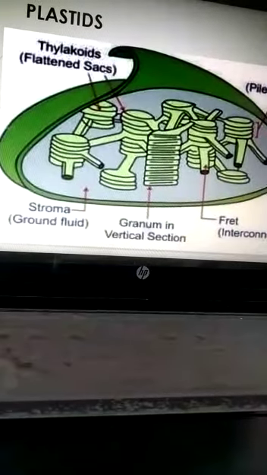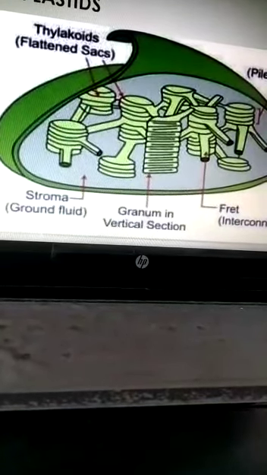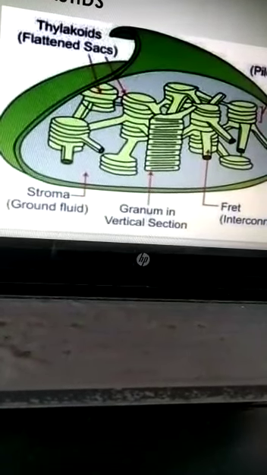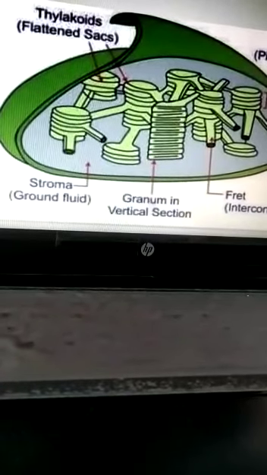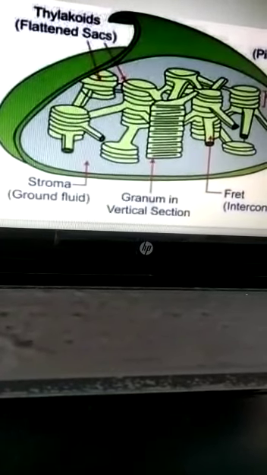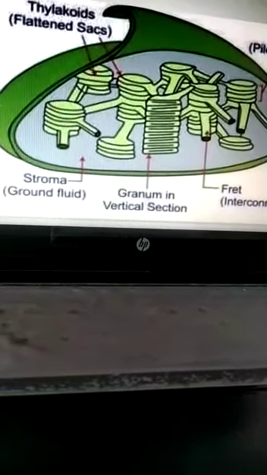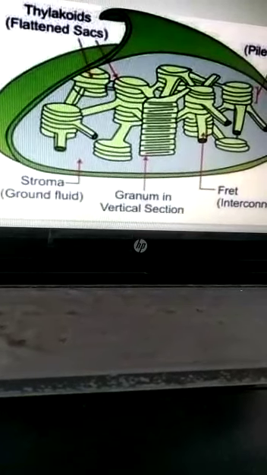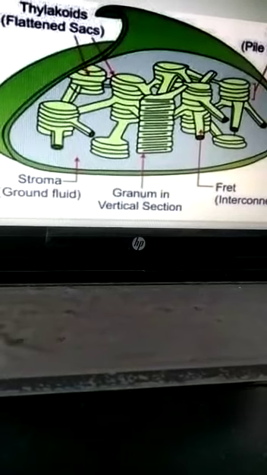Functions of chloroplast. Chloroplasts trap solar energy which is used to manufacture food through photosynthesis. Chromoplasts provide color to fruits and flowers. Leucoplasts take part in storage of protein, starch and oil.